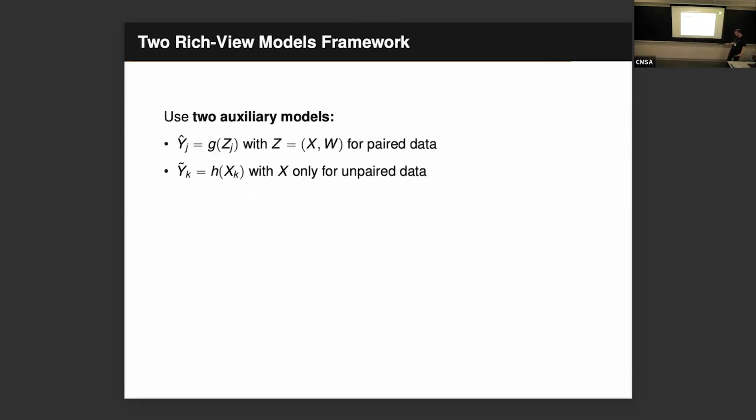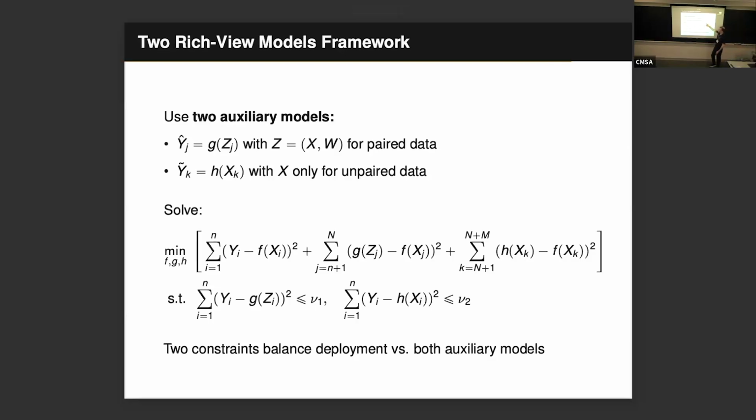Okay, and so what you can do is extend this joint optimization framework to consider these cases in a very natural way, right? So now what we can do is create two auxiliary models. One is the rich view model that contains both the X and W data, and we can use that to do some pseudo-labeling. And we can do the same thing also for the unpaired data. It's just that now the unpaired data is only going to have the X information, right? And we can fold this all into this joint optimization problem, where we're minimizing over F, G, and H all simultaneously. And if you wanted to, you could also define an alternating procedure where you update F, G, and H in a big loop.